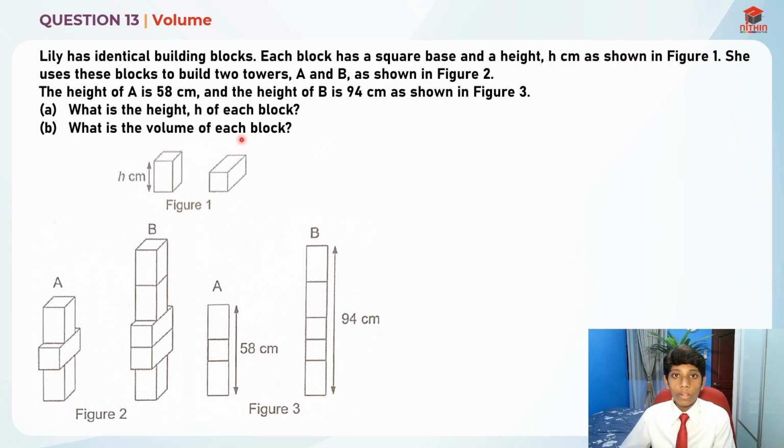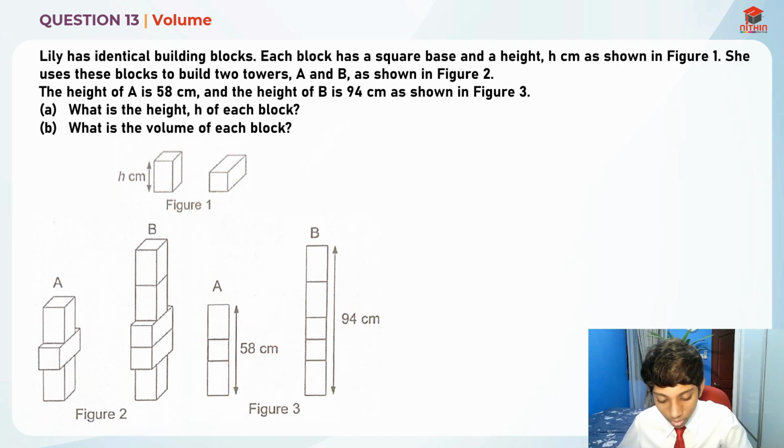This is figure 1 over here, and it shows that this is h cm and this is the square base. She uses these blocks to build two towers A and B as shown in figure 2. So these are the two towers A and B. As you can see, some of the blocks are placed vertically and some of them placed horizontally. They are also telling us that the height of A is 58 cm, which you can see in figure 3.